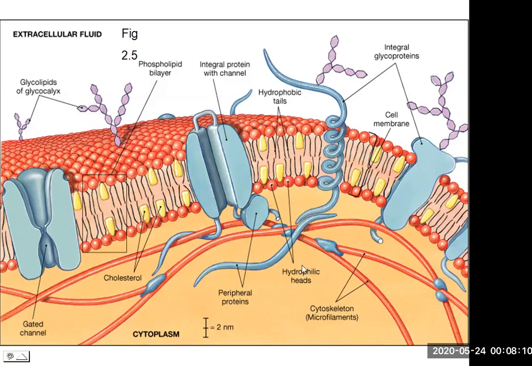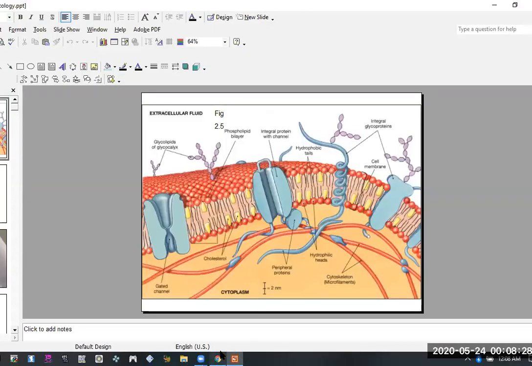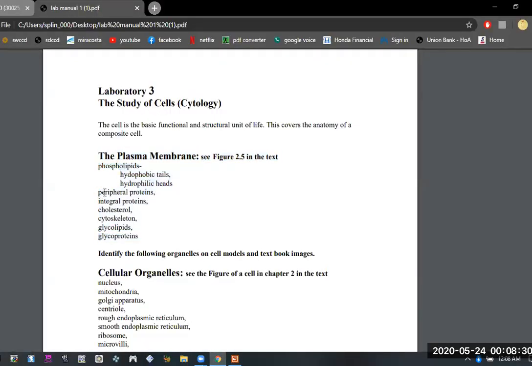The red circle of the phospholipid molecule, that's the hydrophilic head, and the black tail of the phospholipid, that's the hydrophobic tail. But all together, that is one phospholipid molecule in the cell membrane. And let's just go back to the list. We have the peripheral proteins and integral proteins.